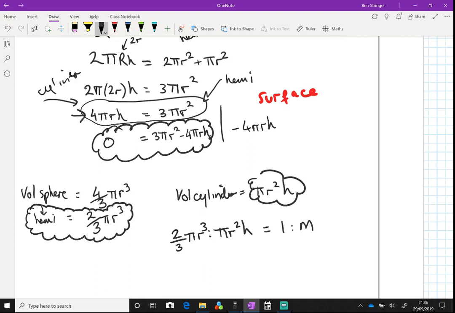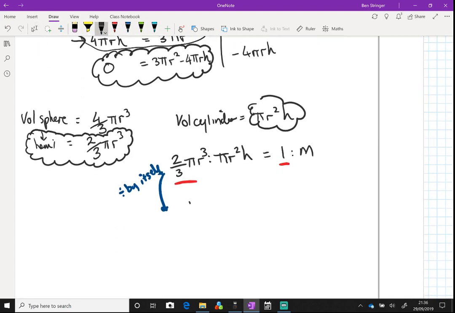Well, we currently do not have a 1 on this side, on ours. That's got a 1, that's got a 1. If we divide this bit by 2 over 3 pi r cubed and that bit there, we'll get a 1 there, because anything divided by itself is 1. So just to reiterate what I'm doing, I'm just dividing it by itself. What you do to one side, you do to the other. Think of it as an equation there. So 1 to, see how messy this gets, over 2/3 pi r cubed.